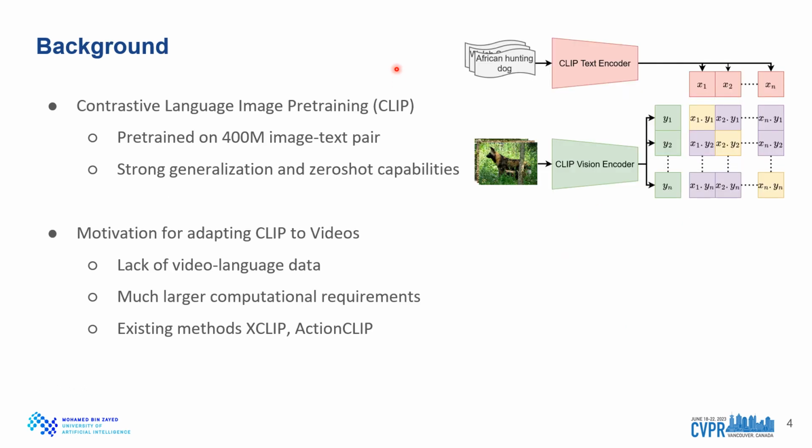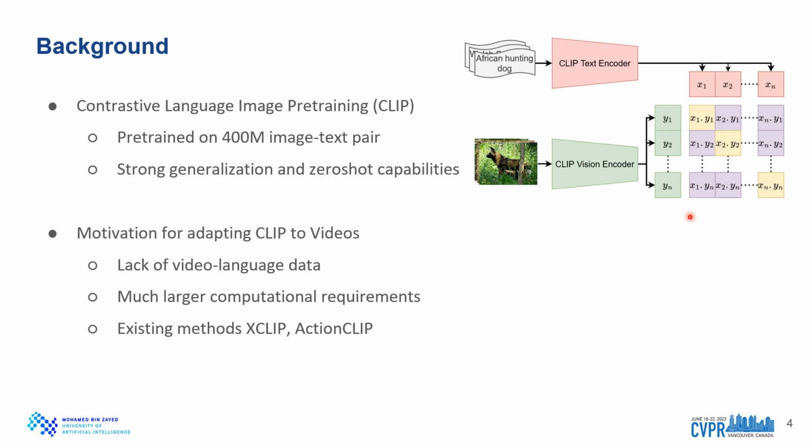Before we go into the details of our method, we provide a bit of background on the problem. Contrastive language image pre-training consists of a text encoder and a vision encoder pre-trained on 400 million image text pairs. In this training, images are passed through the vision encoder to produce image embeddings, and text labels are passed through the text encoder to produce text embeddings. And then we optimize the cosine similarity to improve similarity between the correct pairs and reduce similarity between the unmatching pairs. This pre-training results in strong generalization and zero-shot capabilities.